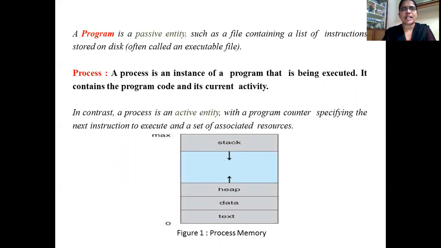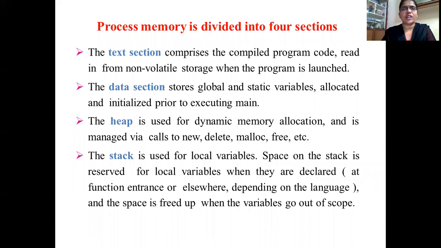Each process is assigned some memory, and this memory is divided into 4 sections: stack section, heap section, data section, and text section. In stack section, we are going to store the program code. In data section, global variables and static variables are stored. Global variables are the variables that are declared outside the main, and static variables are the variables that can be accessed throughout the main function. Remember, the values of static variables remain constant. That means they can't be changed.